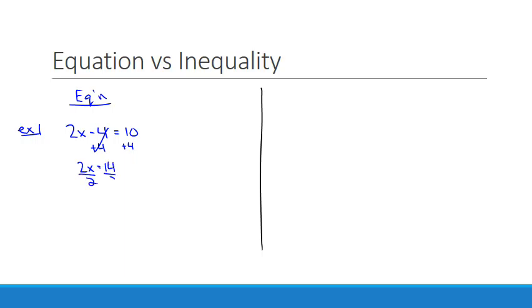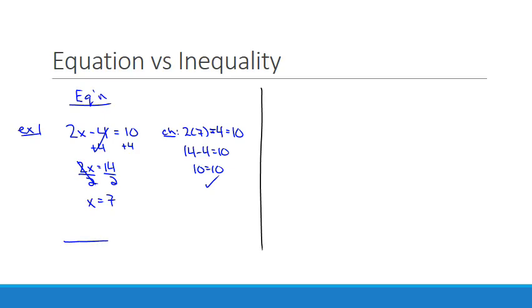Divide by 2. Divide by 2. X equals 7. So there's only one possible answer. 7 is the only thing that would make this work. So if I checked it, I have to place 7 in where my x was. And that's the only way my left and right side will equal each other. So that's 14 minus 4 equals 10. 10 equals 10. It checks out.